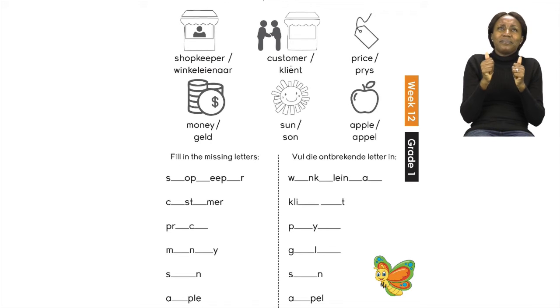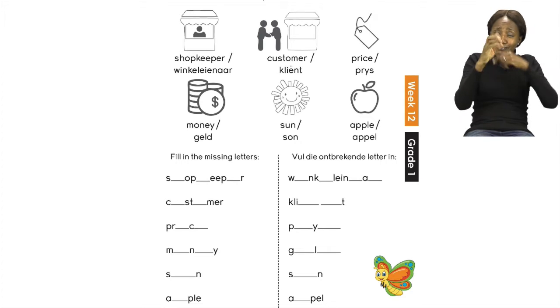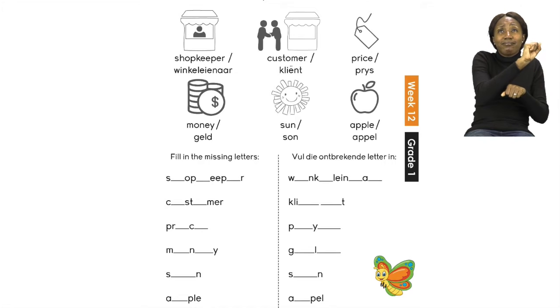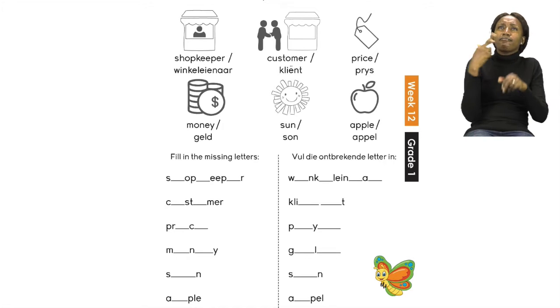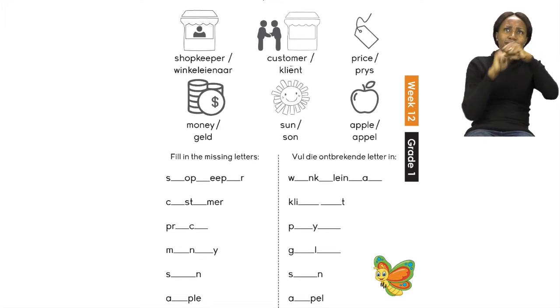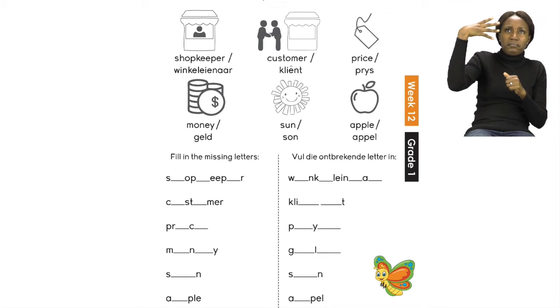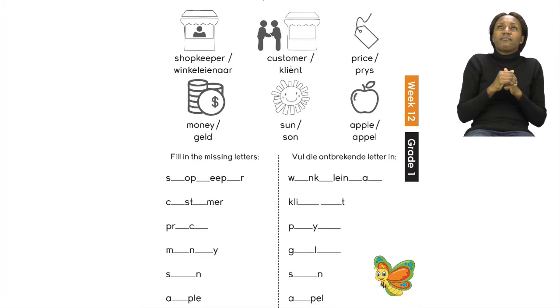Our vocabulary words today have pictures to help us. So let us repeat the word after me. Shopkeeper, shopkeeper. Customer, customer. Price, price. Money, money. Sun, sun. Apple, apple.